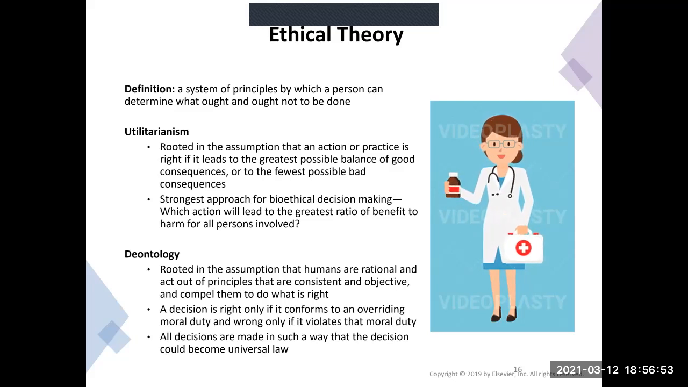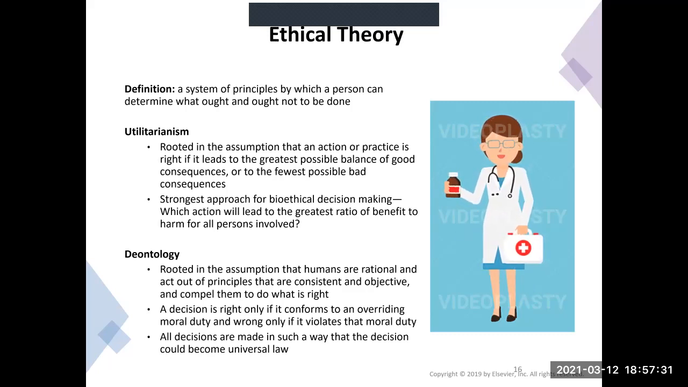Then you have deontology, which is rooted on the assumption that humans are rational, right? We are rational beings, very objective, and we can do what is right, and it's consistent. Like, if you give us a decision to make, if you see somebody that is down, we resuscitate them, and if a newborn NICU baby is 23 weeks, we can vent them and keep them alive and things like that.